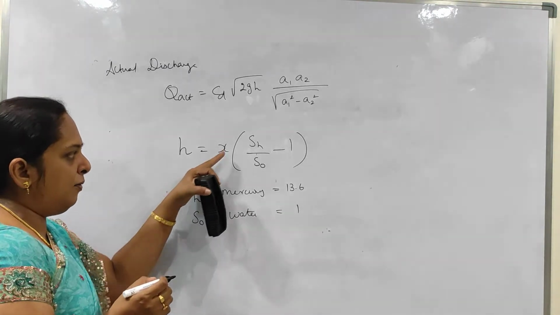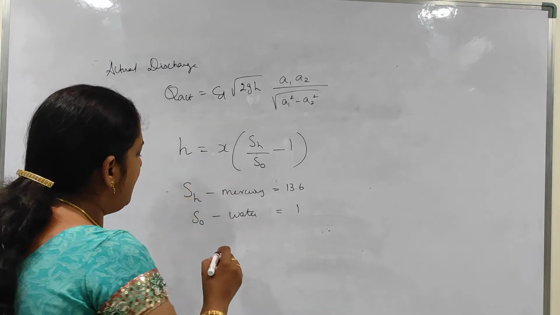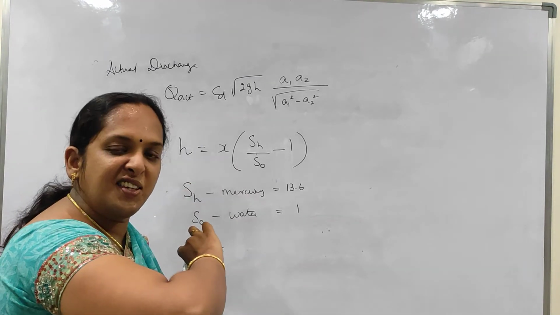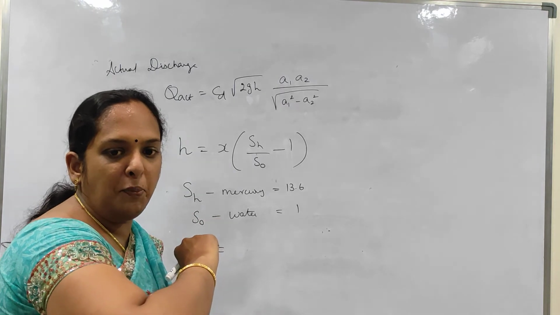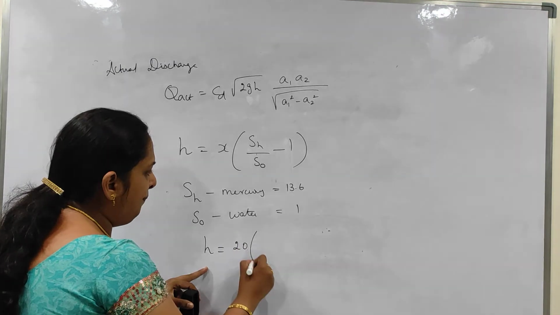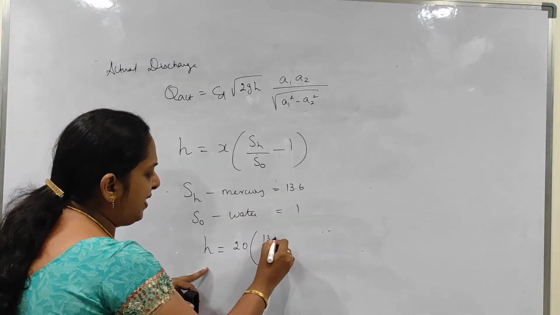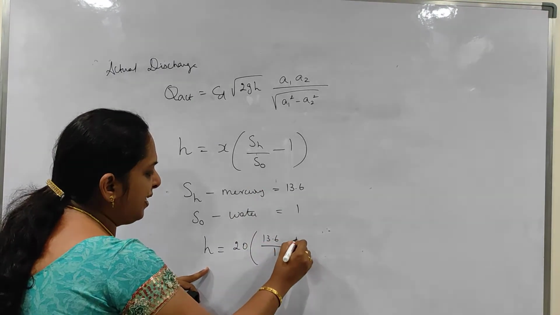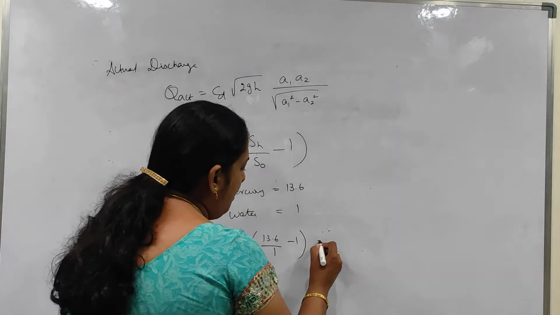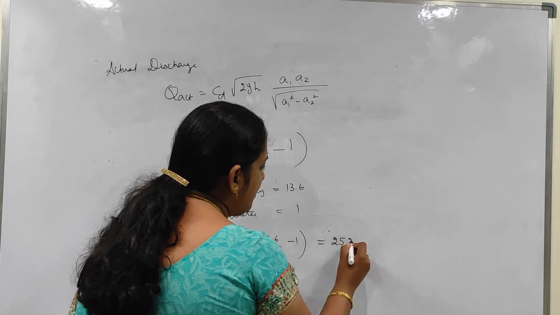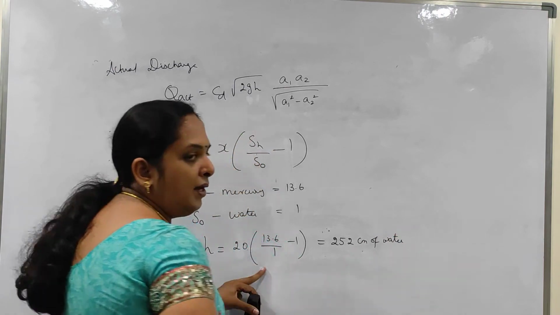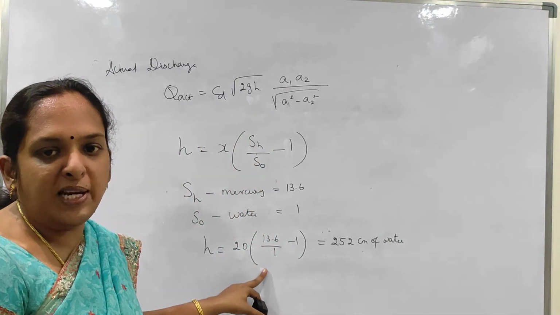Okay, so X is given; just substitute here and we'll get H. H is the head in the U-tube manometer. X is 20 centimeter, and Sh by So is 13.6 by 1, minus 1. Substitute here, you will get the value of H, that is 252 centimeter of water. That is your head in the differential manometer, 252 centimeter of water.